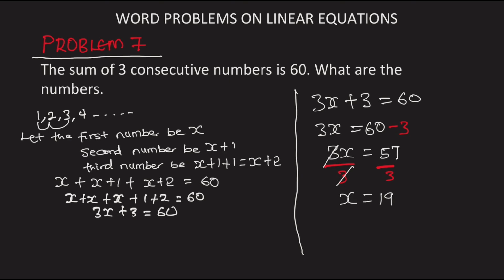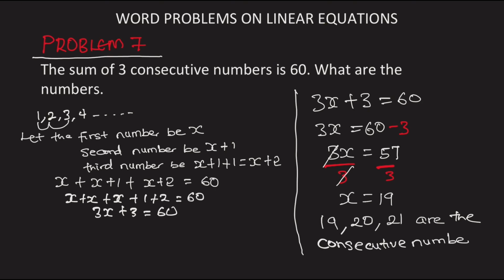So they ask, what are the numbers? We know the first number is x, which is 19. The second number is x plus 1, which is 19 plus 1, which is 20. And then the third number is going to be 19 plus 2, which is 21. Those are the consecutive numbers. And if you add 19 plus 20 plus 21, it's going to give us 60.